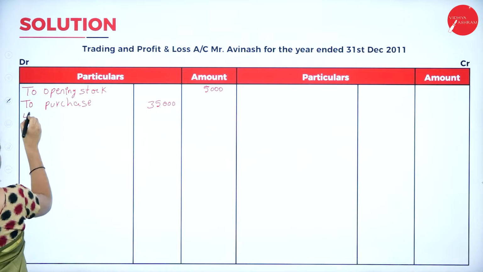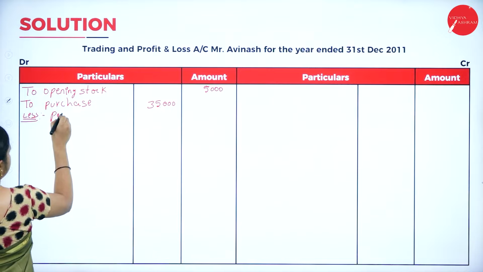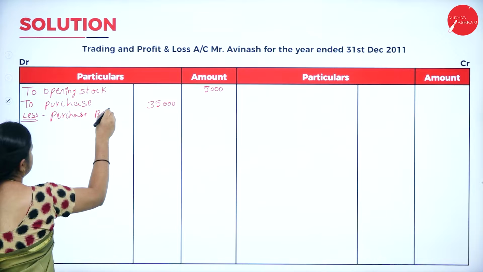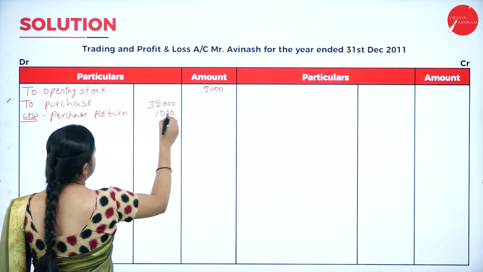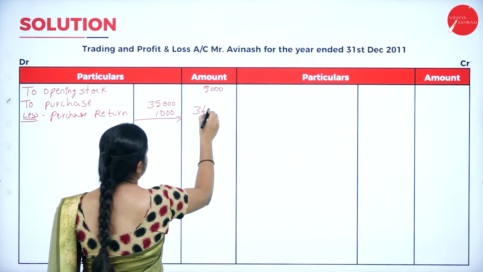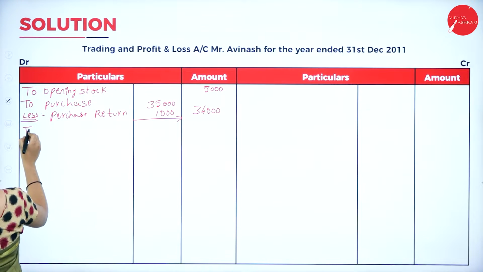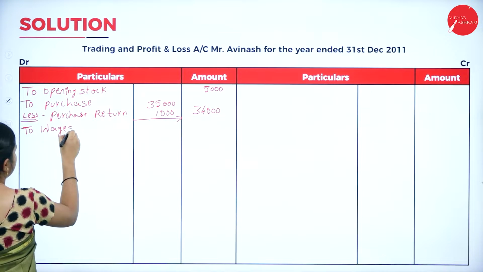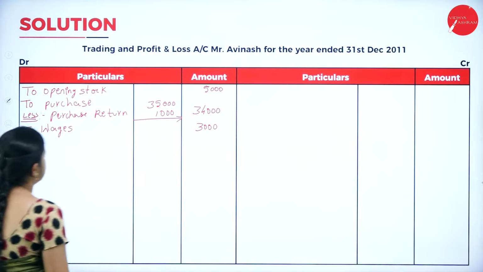Less purchase return 1,000. So 34,000 in the outer column. Next, to wages rupees 3,000.